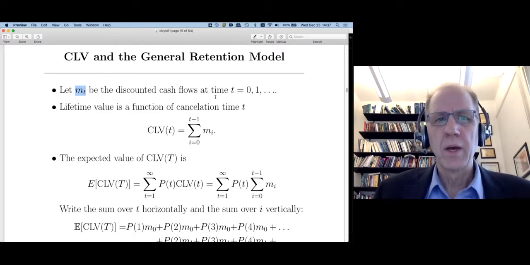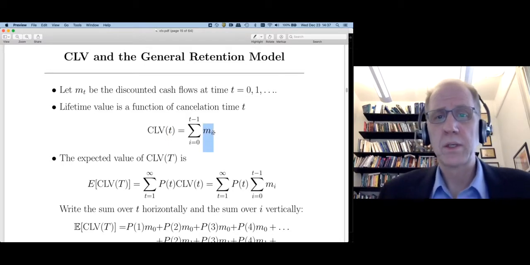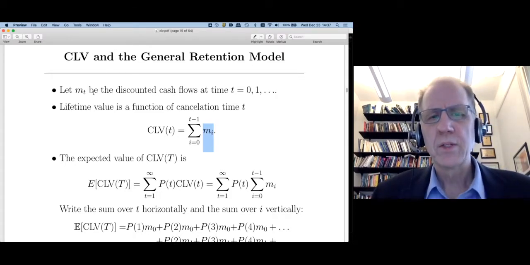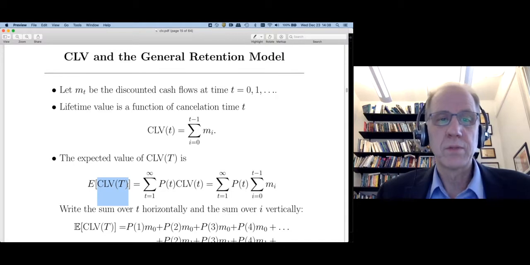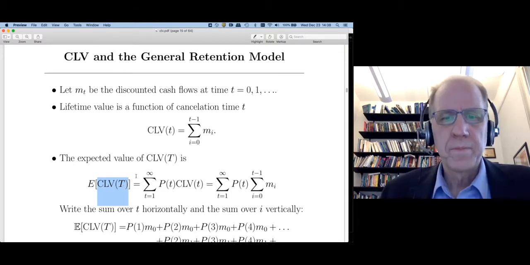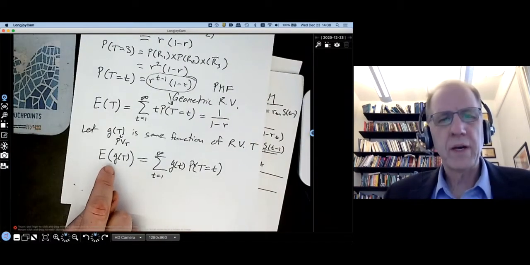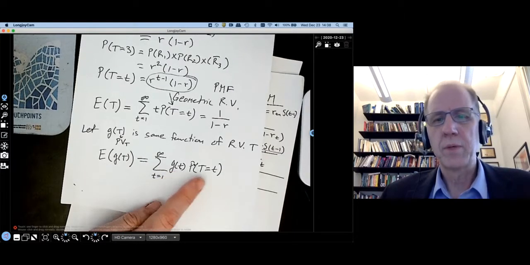Clearly, lifetime value for a given number of months is going to be the sum of these m sub t. The discounting is baked into the definition of my m sub t. So in order to find lifetime value, all I have to do is find the expected value of this function of t. So how do we do that? If you remember, the expected value of some function of a random variable is just that function of the random variable times the probability.